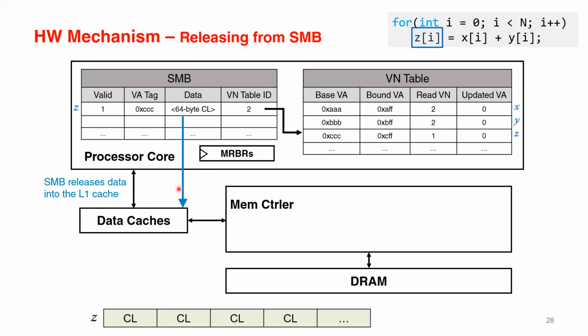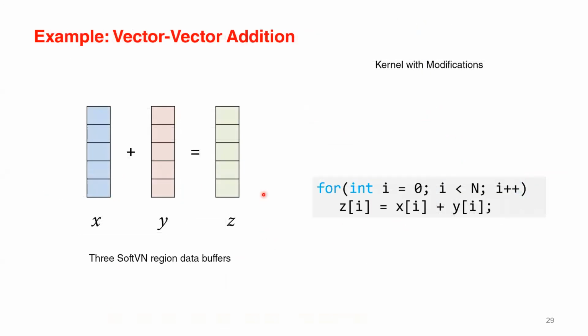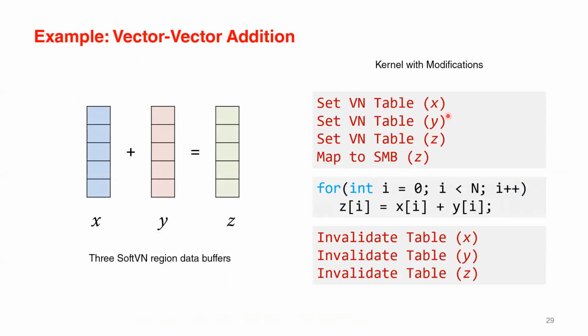At the same time, because the previous cache line has been updated, its VN needs to be incremented. So the hardware will get the VN of the previous cache line from the table, increment it by 1, and release it to the metadata cache. This is how VN increments happen in SoftVN, whereas in traditional protection, the increments happen on a write back to DRAM. So in order to use the new hardware structures with SoftVN, we'll need to add instructions at the beginning and end of the kernels, and the original code will remain intact.